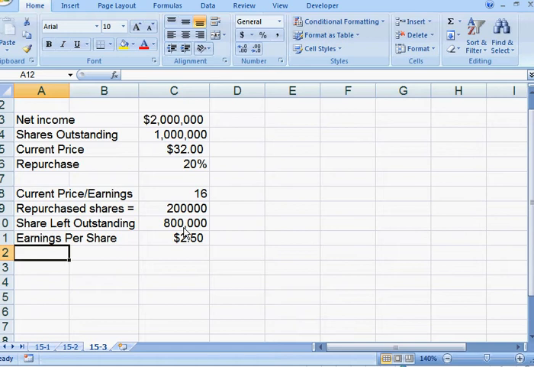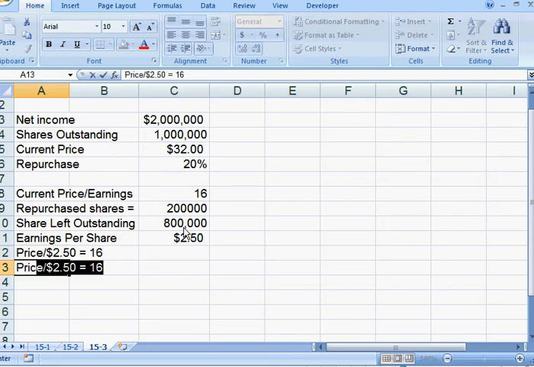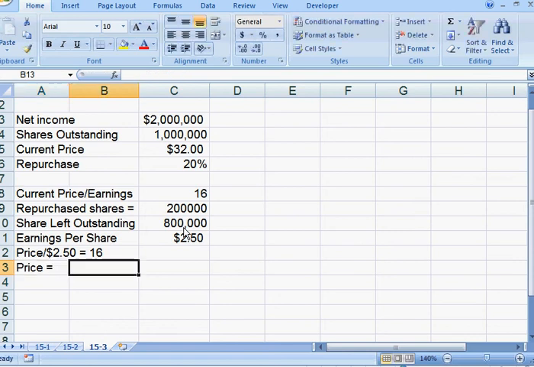Again, the price, now the unknown, divided by the earnings of $2.50 is going to equal the 16, which was the PE ratio. So if we take the 16 equals 16 times the $2.50 per share, we'll have the new price per share, which will go up to $40 per share. So we see an $8 increase in the price based on this particular problem.